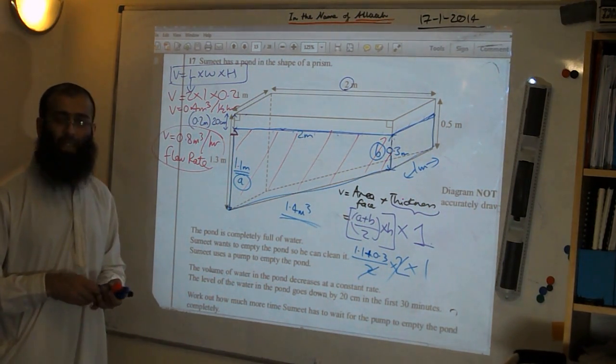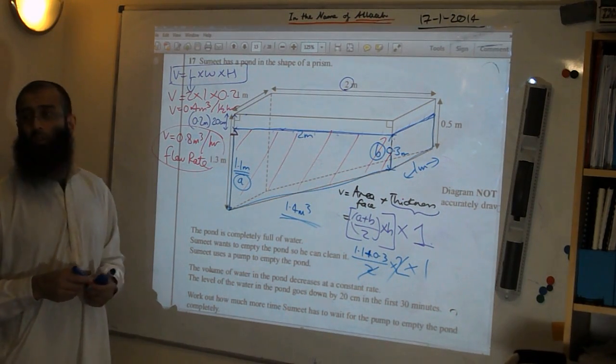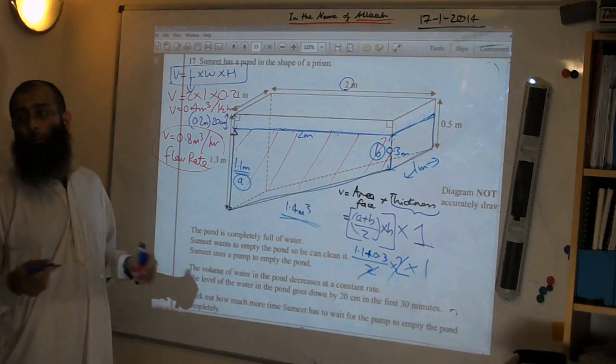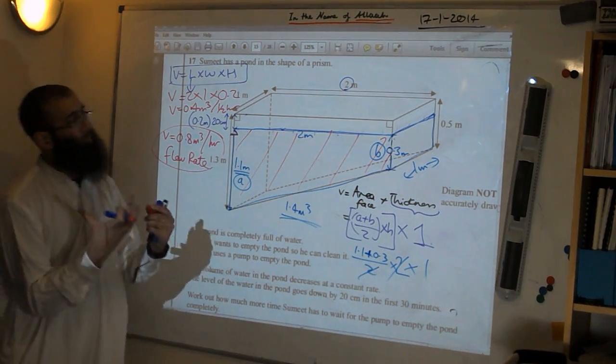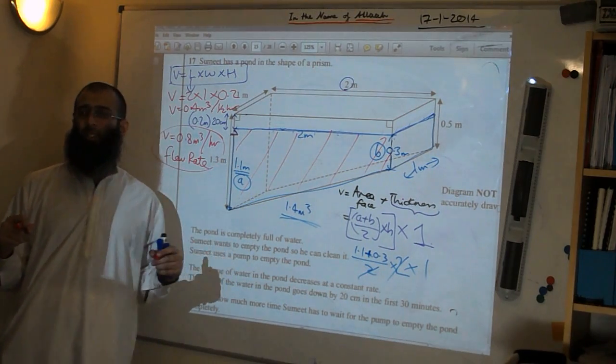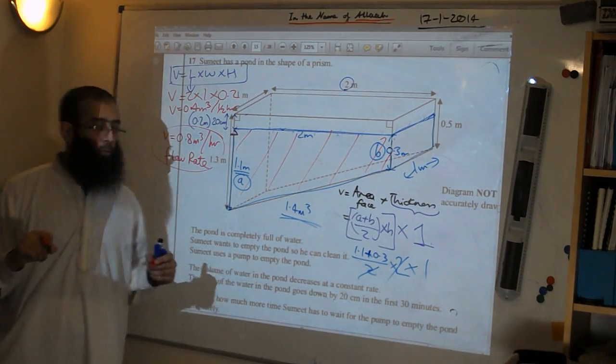Now, here comes the last part. We haven't finished yet, folks. I know it looks like a long question. So, how many marks is that question? 6 marks, folks. This is a 6 mark question in the examination. They want you to sweat a bit, at least. If you're not sweating, then you haven't done enough work.